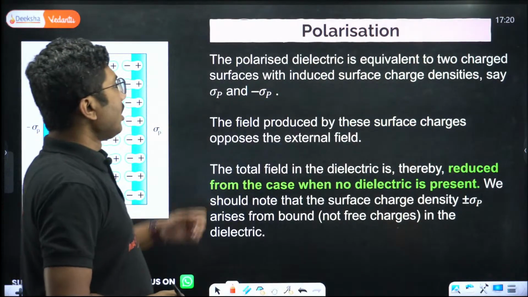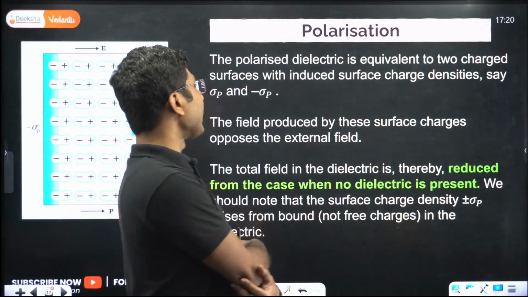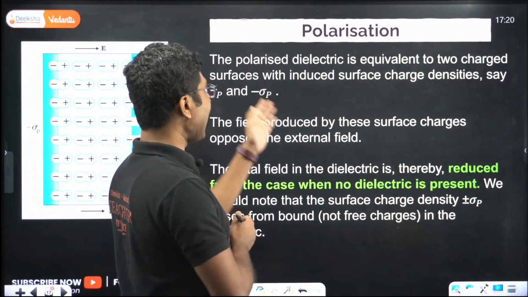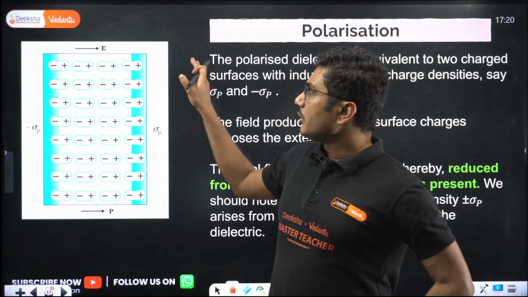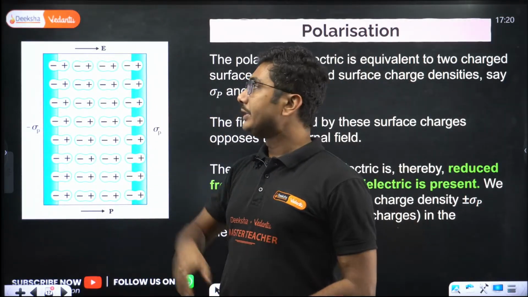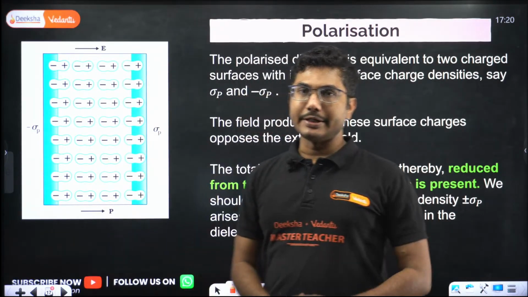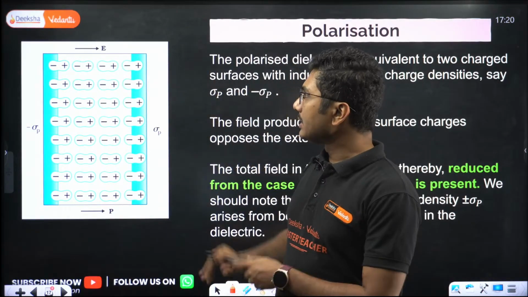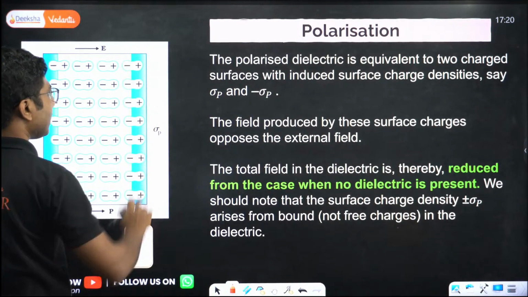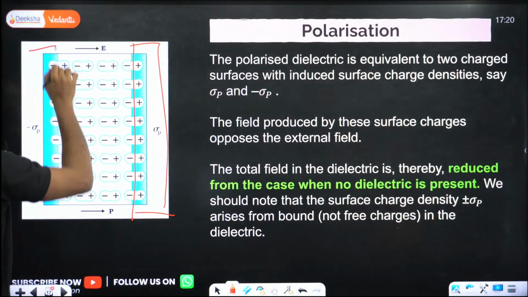Okay, the polarized dielectric is equivalent to two charged surfaces with induced surface charge densities sigma p and minus sigma p. So suppose you have applied an external electric field. So this is the dielectric medium. Now in the presence of external electric field, positive and negative charges separate from each other, and you can consider this entire area is positively charged, this entire area is negatively charged.